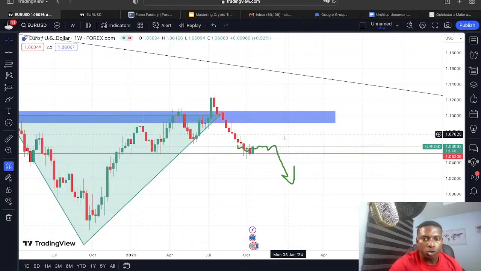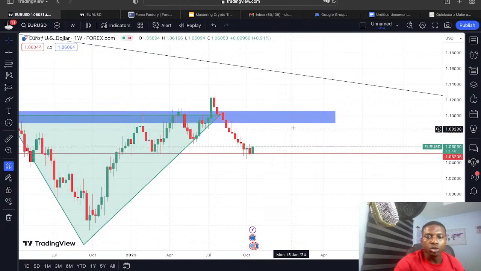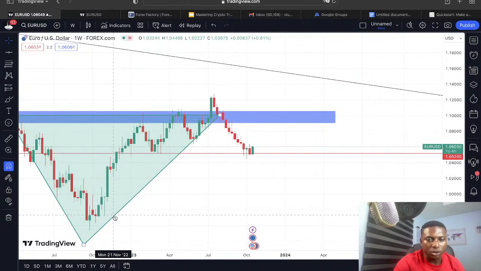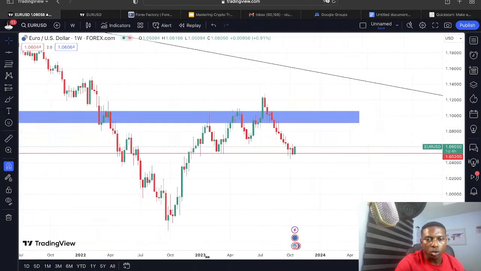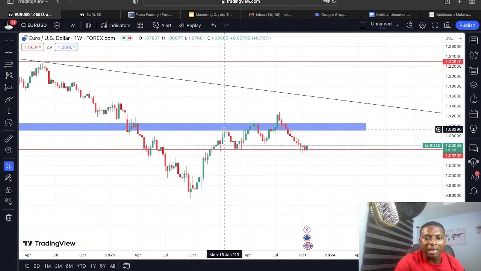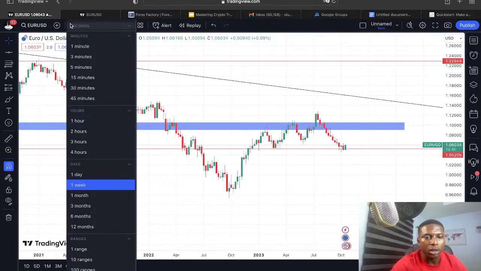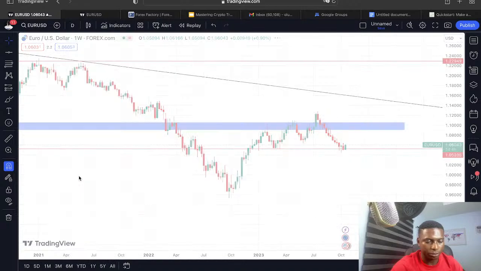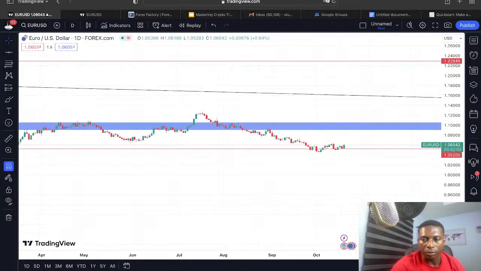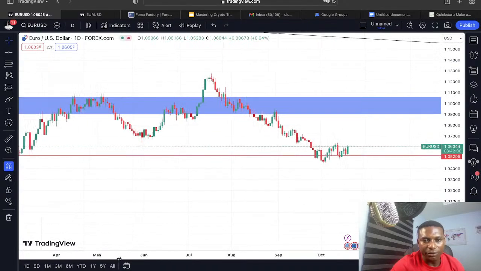All right, so let's go deeper into the lower time frames to see what is going on. So for an intraday trader, using multiple time frame analysis is a big advantage. All right, it's a very, very big advantage. So let's go down to the daily time frame. Now, here is the daily time frame.